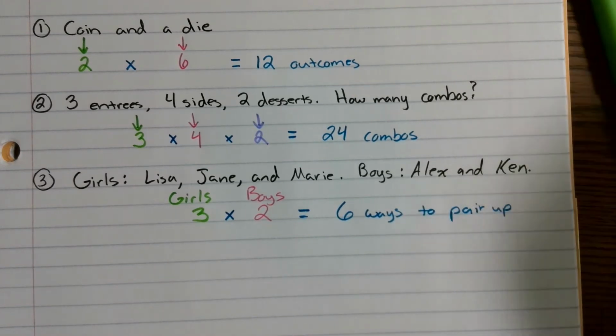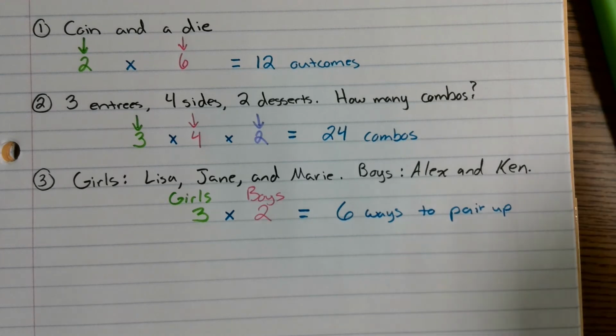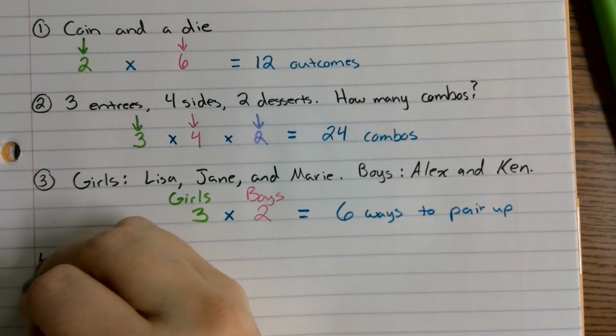Always. That's what the definition is of the fundamental counting principle. You multiply the different possible outcomes.